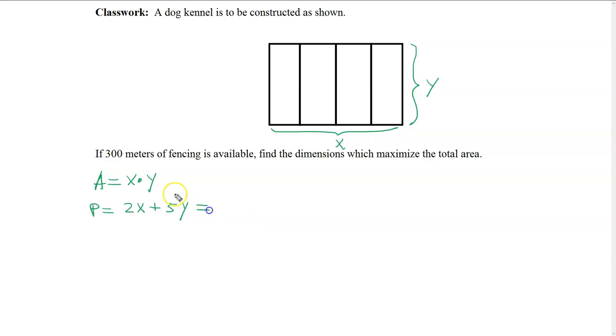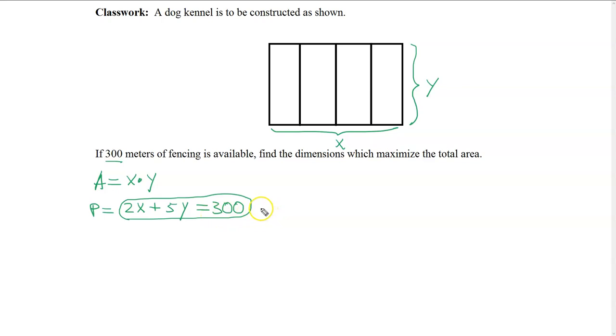And that is equal to 300. So now we want to maximize the area, so we need to get rid of one of these variables, either the x or the y. So let's use this equation right here to write y in terms of x and then substitute in here, and then we can maximize A.